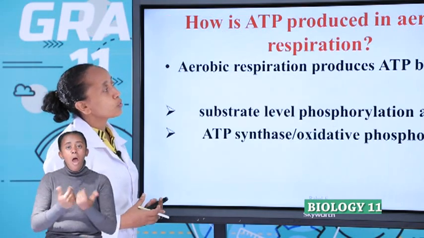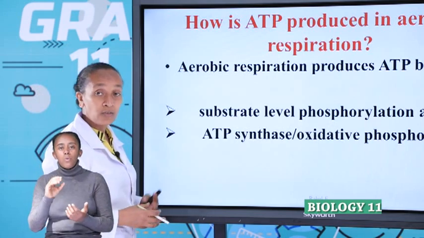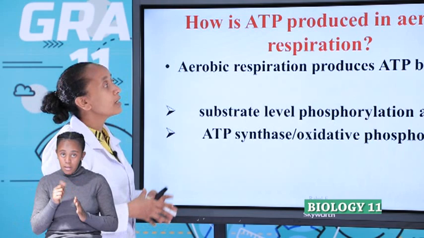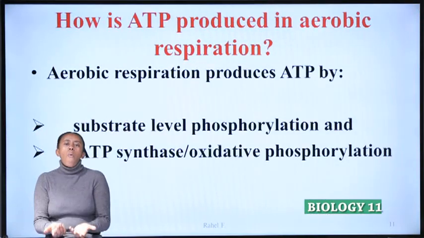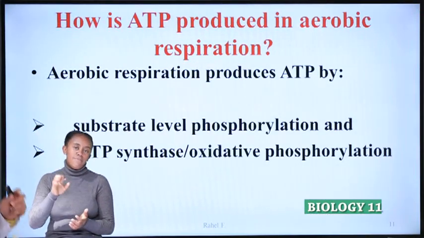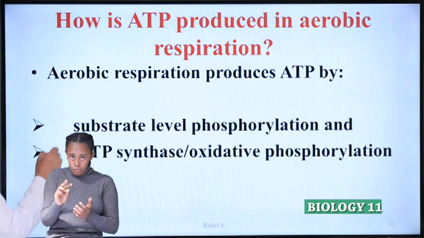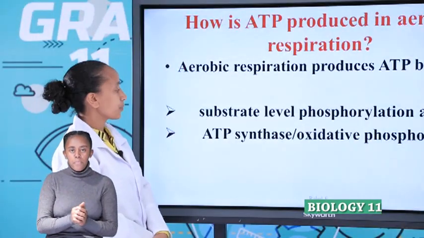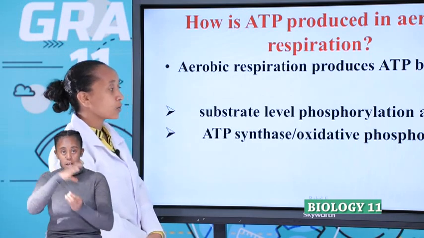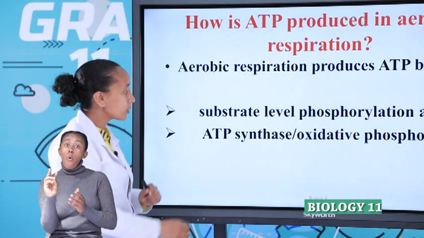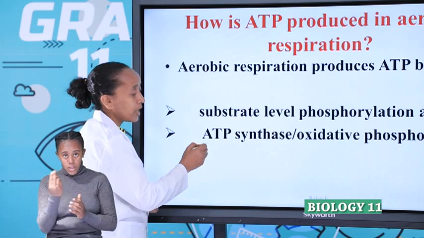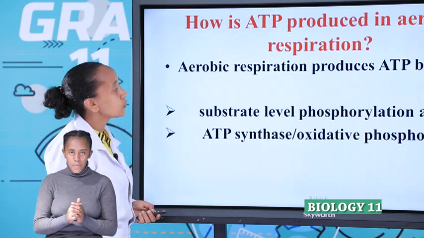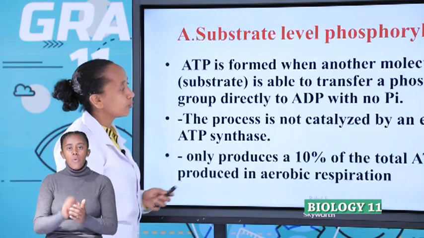How is ATP produced in aerobic respiration? If ATP is produced both aerobically and anaerobically, how does aerobic respiration produce ATP? Aerobic respiration produces ATP in 2 ways: substrate level phosphorylation and oxidative phosphorylation, or by using an enzyme known as ATP synthase. Cellular respiration produces ATP by these 2 methods.